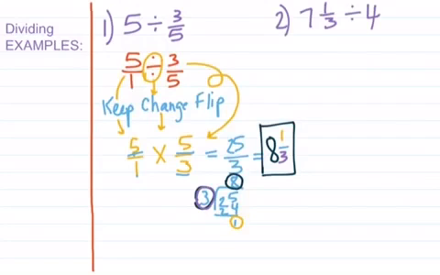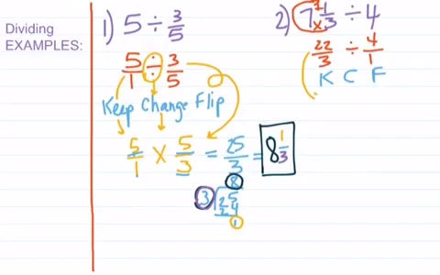Again, rule number 1, no whole numbers. So I've got 21 plus 1 is 22/3 divided by, in my whole number 4, I'm going to put it as 4/1. So, keep, change, flip. I'm going to keep my first number the same as 22/3. I'm going to change from divide to multiply, and then this last fraction I am flipping to be 1/4. Okay? Can we simplify anything?